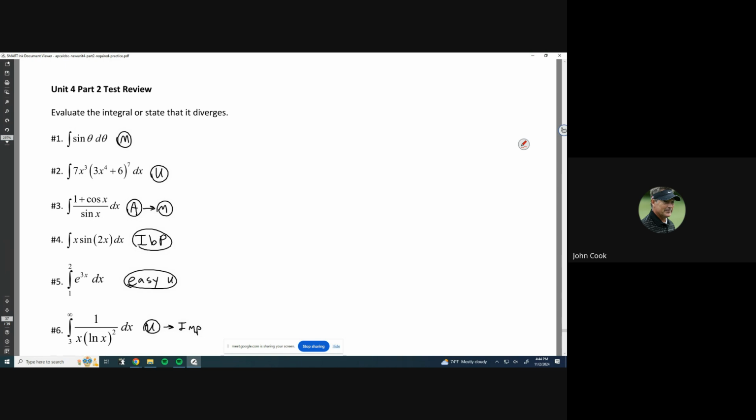We're going to go through these integrals for the part 2 test review for unit 4. We already had an earlier video going over the different ways to decide what method you're going to use. Remember that the majority of this test is going to be based on picking the right method for the right integral. Make sure that you watch that video if there's still some confusion. I'm going to make a video going over all the different parts here.